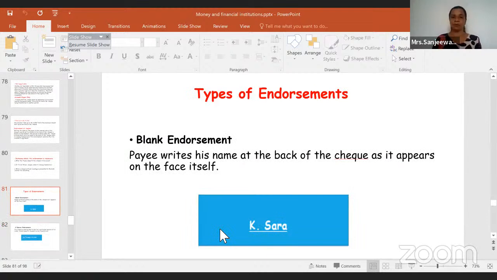Now there are certain types of endorsement, children. Blank endorsement. That means the payee writes his name at the back of the check. Now see, Sara is the payee. She writes her name right at the back of a check. That is blank endorsement.